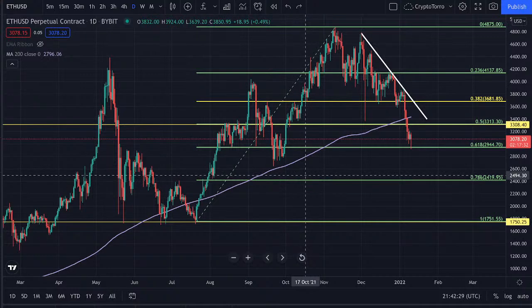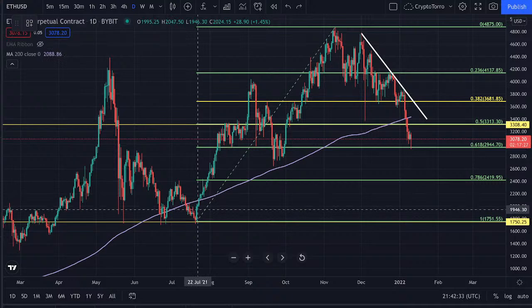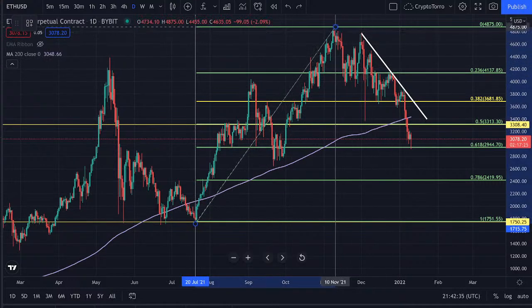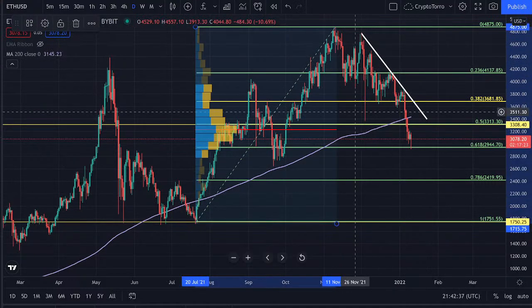This being said, let's place a fixed range volume profile from swing low towards swing high and see where the most amount of volume was traded.